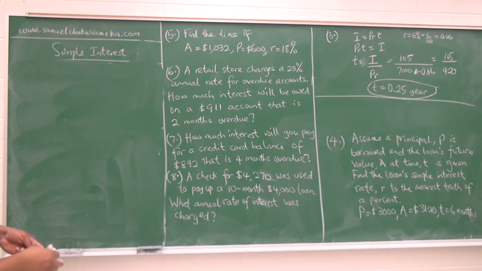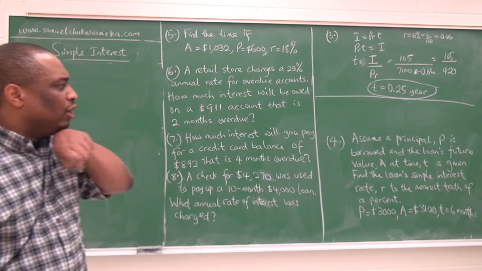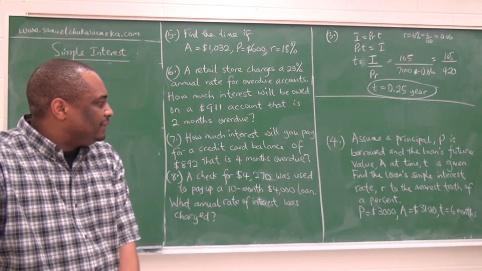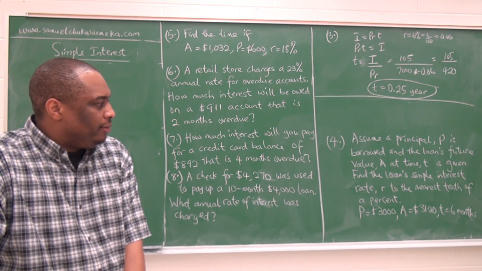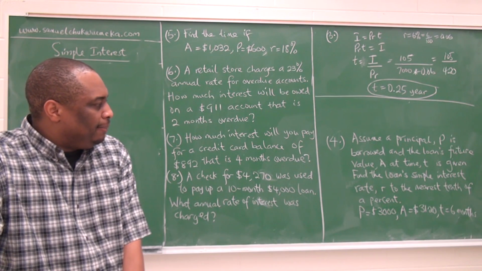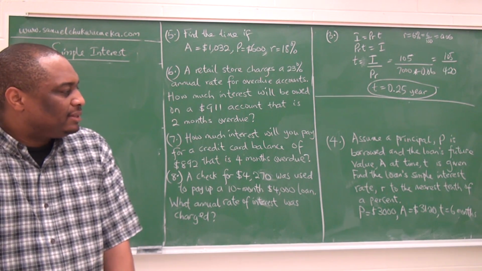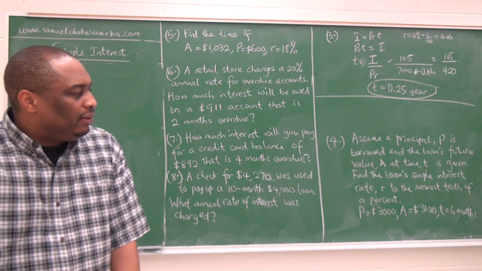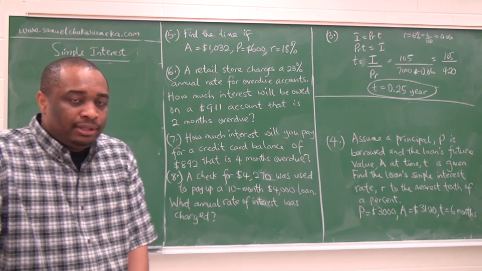Okay, number 4. Assume a principal P is borrowed and the loan's future value A at time T is given. Find the loan's simple interest rate R to the nearest tenth of a percent. Here they gave us P to be $3,000, then A, the amount, to be $31,120, and the time to be 6 months.